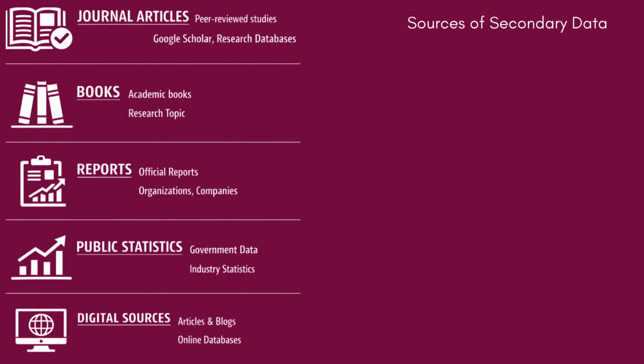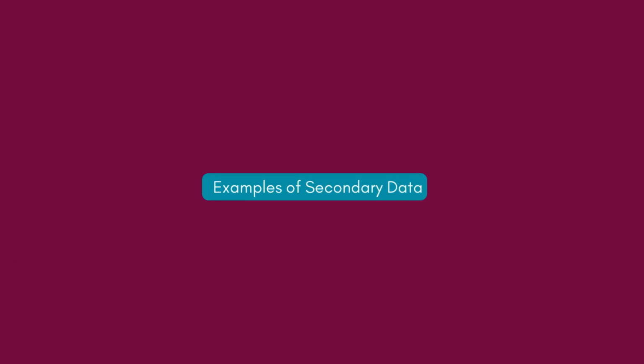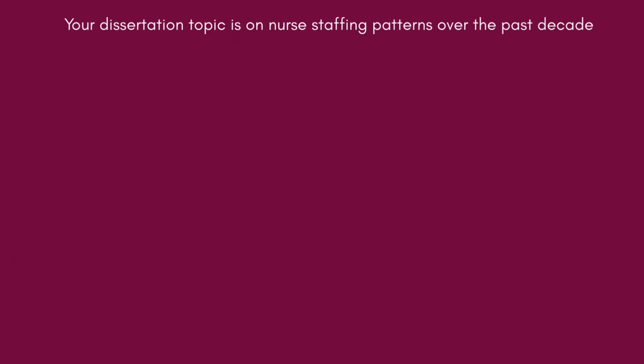Sources of secondary data: journal articles, peer-reviewed studies found on Google Scholar or in research databases; books, academic books covering your research topic; reports, official reports from organizations or companies; public statistics, government or industry data; digital sources, articles, blogs, or online databases.